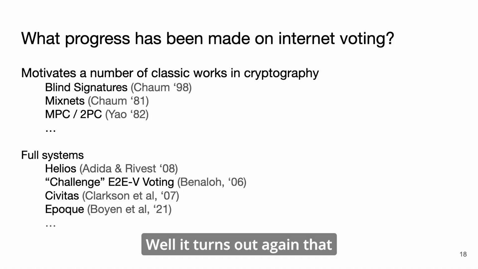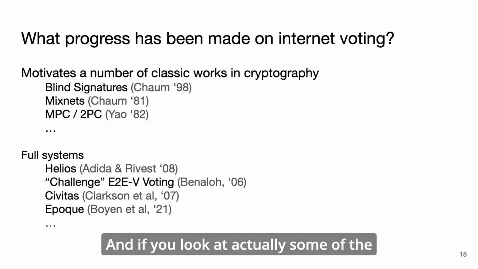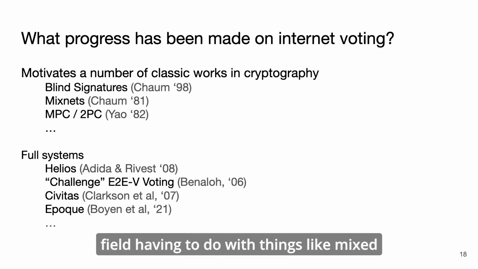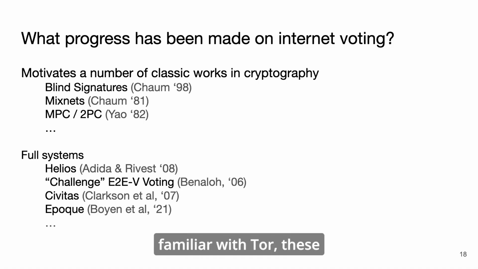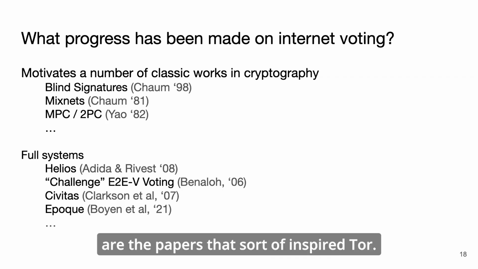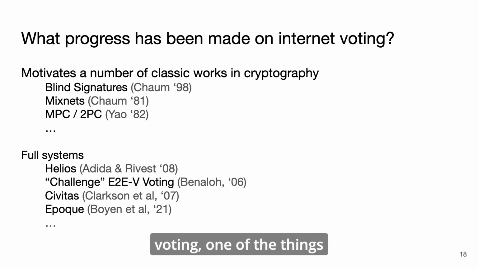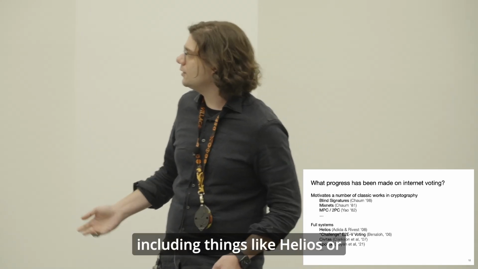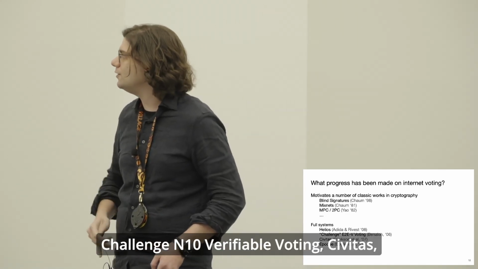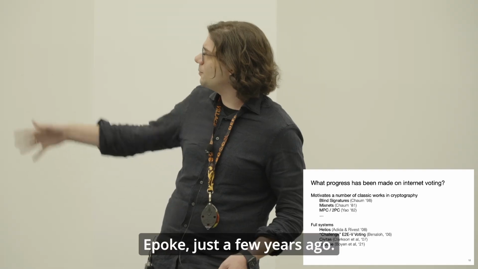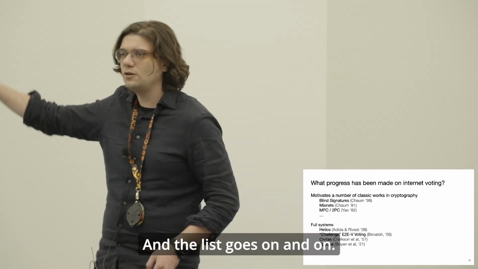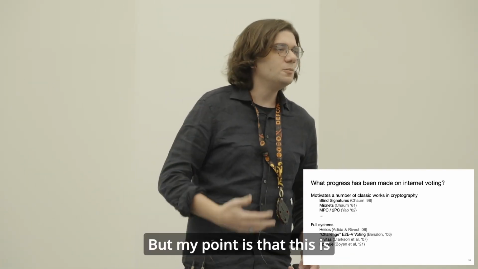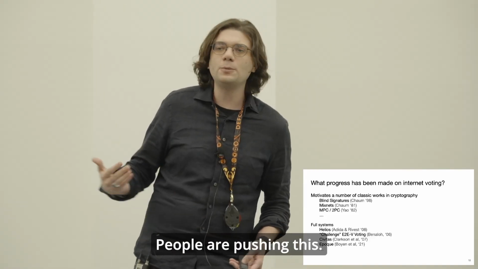Well, it turns out, again, that cryptographers have been looking at this forever. And if you look at some of the oldest works in cryptography that helped found the field, having to do with things like mixnets. So if you're familiar with Tor, these are the papers that sort of inspired Tor. The motivation there, at least to start, was actually internet voting, one of the things that they cite. There's also been a number of full systems designed, including things like Helios or Challenge end-to-end verifiable voting, Civitas, Epoch just a few years ago, and the list goes on and on. So I can't cite all of them here, but my point is that this is an active area of research. People are pushing this.